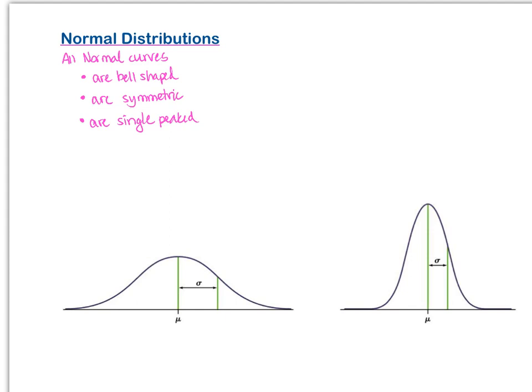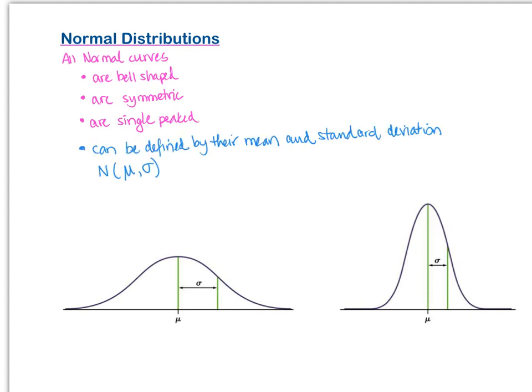Normal distribution curves can all be defined by their mean and their standard deviation. And the notation that we use is N, and in parentheses, mu for mean and sigma for standard deviation, but obviously we would put the actual values for the mean and standard deviation in the parentheses. Because of the symmetry, the mean and the median are at the same location, at the center peak.